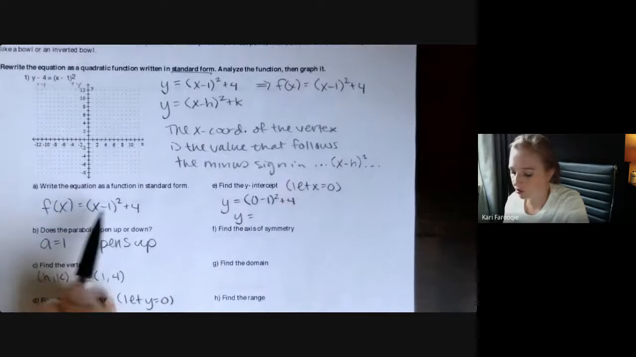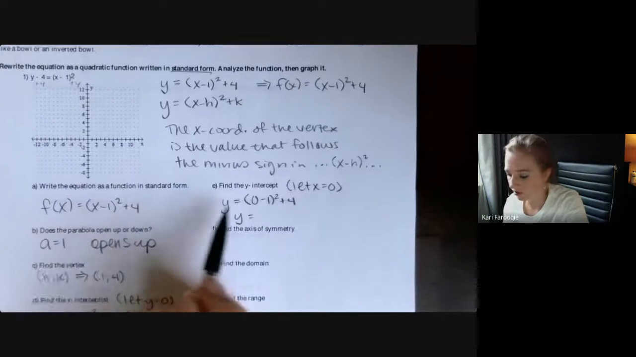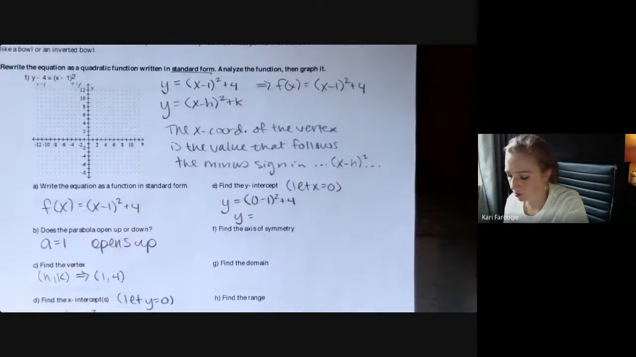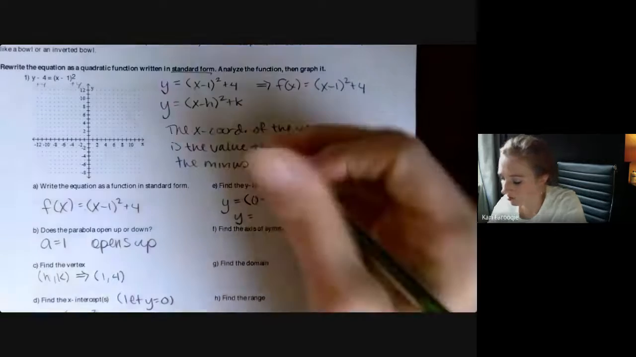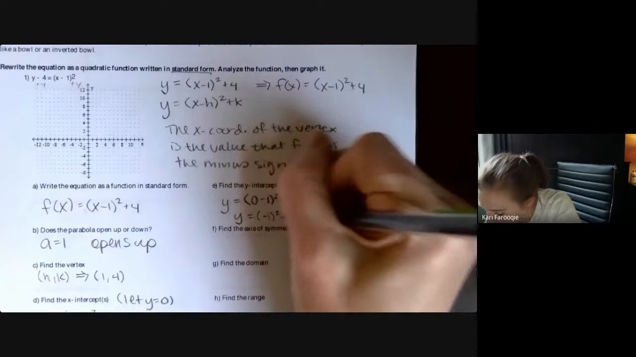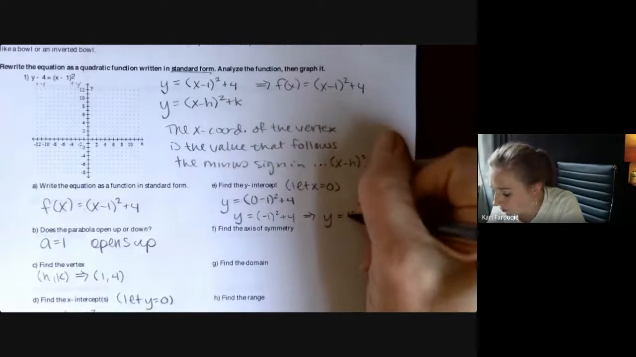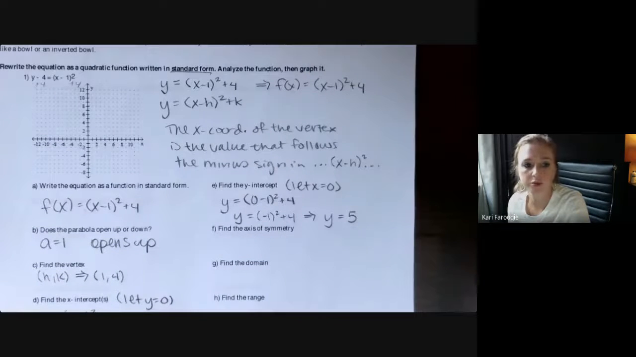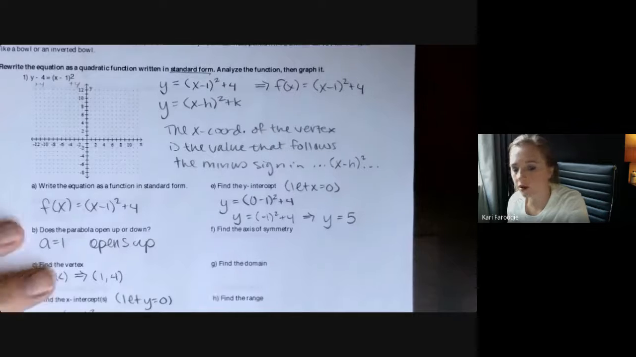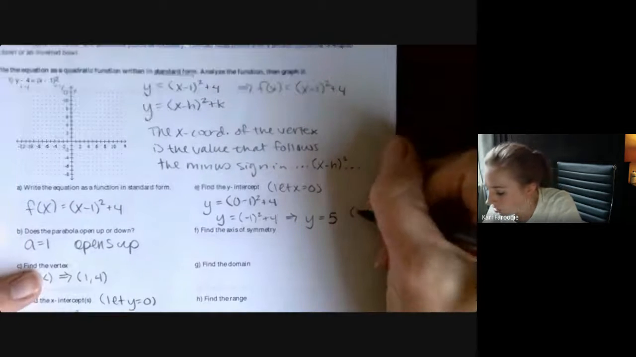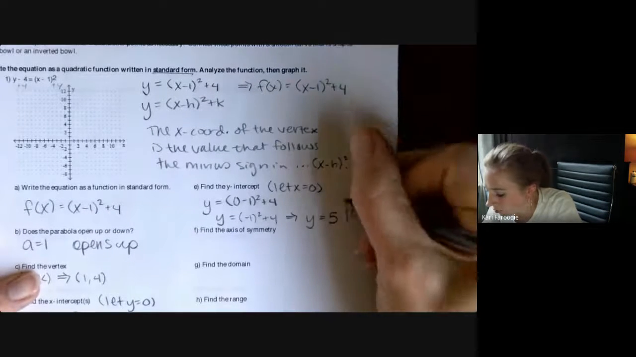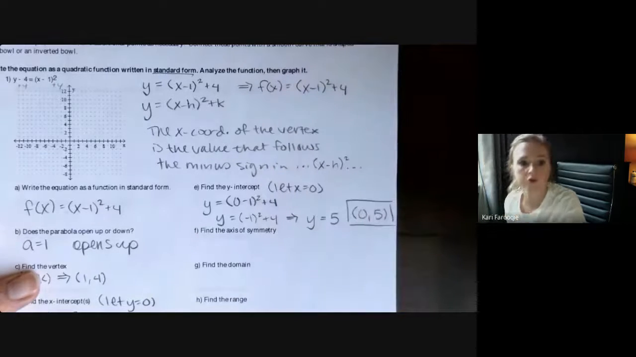So I'm just using the function, substituting 0 for x, and solving. So 0 minus 1 is -1. -1 squared is +1. +1 plus 4 is 5. So that means that your y-intercept is at 0, 5.